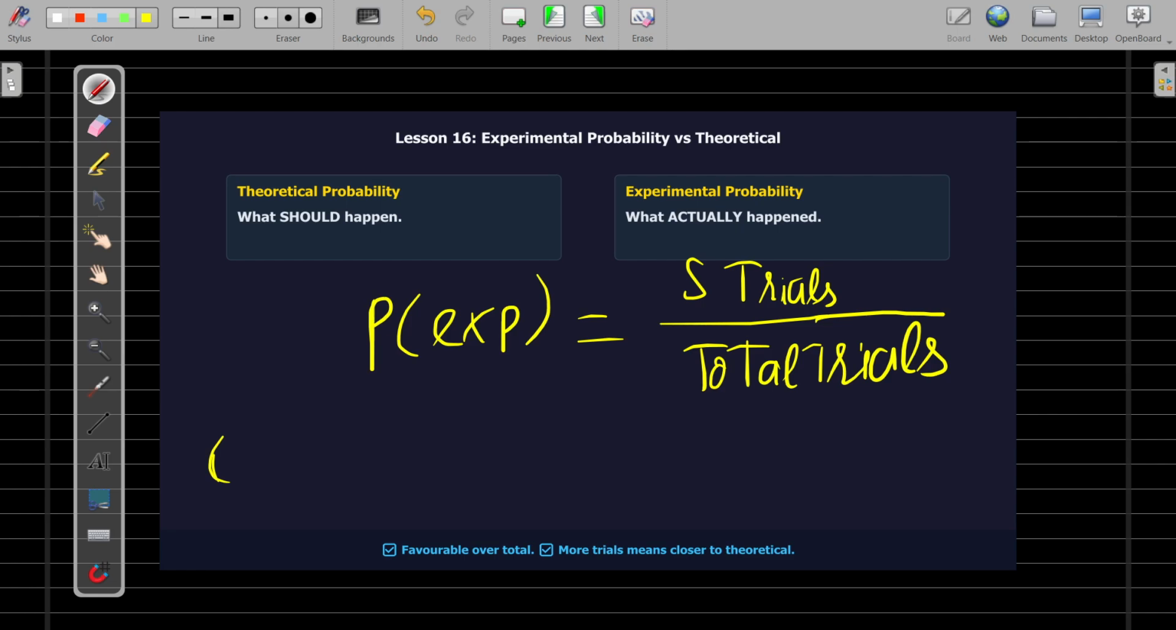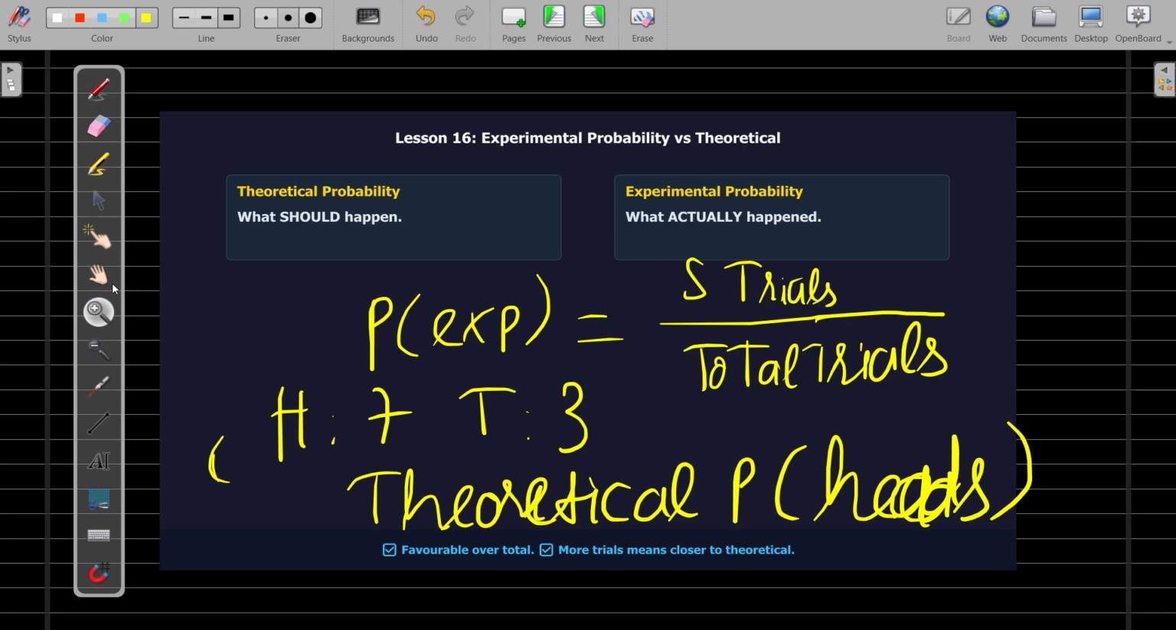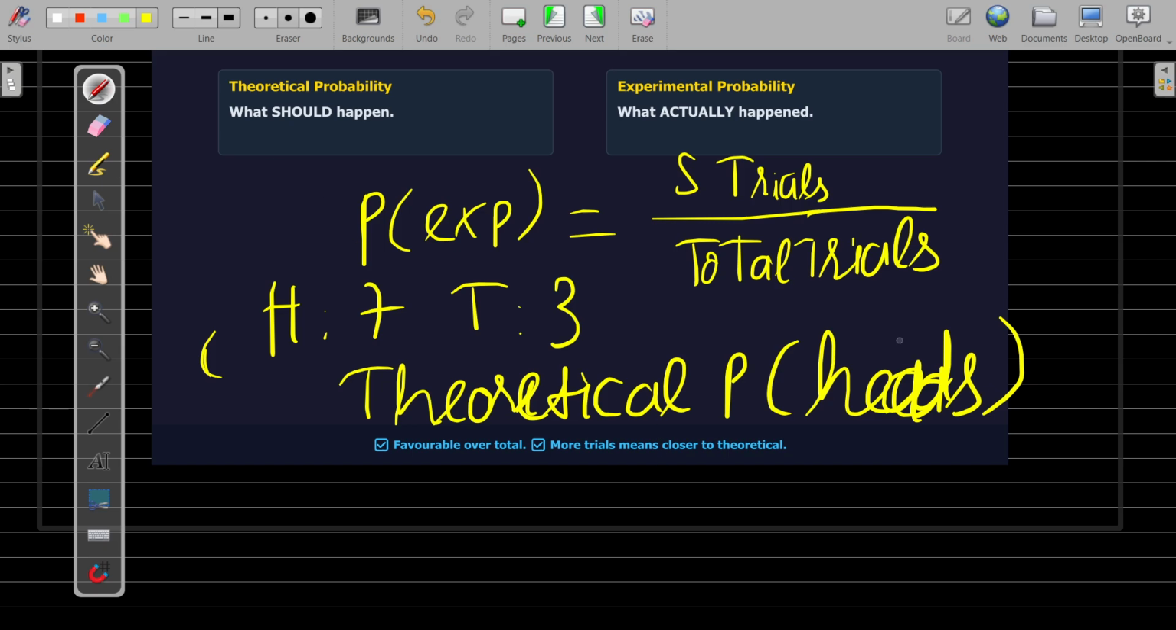Okay, so let's run an experiment. I'm going to flip a coin 10 times, and I got heads 7 times, and I got tails 3 times. Let's say something like that. Now in theoretical P of heads, because it's 50-50, I should have gotten 0.5, or one half, right? 0.5.